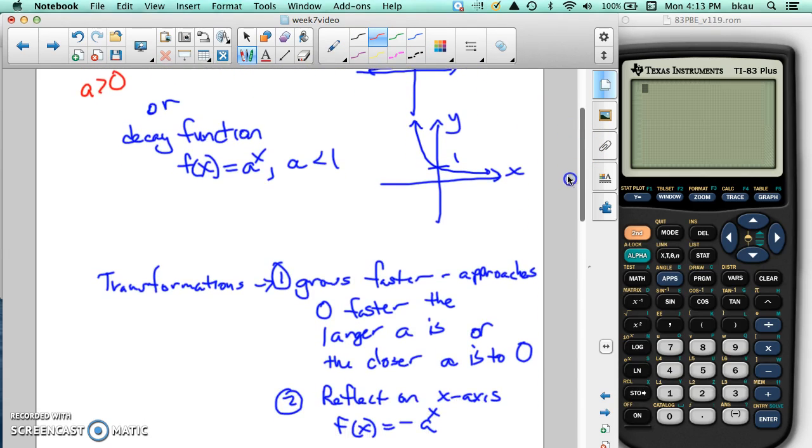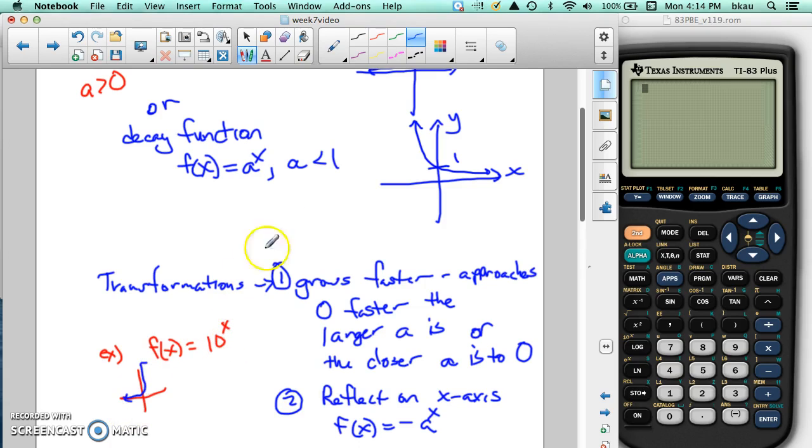So the first transformation makes it grow faster or approach 0 faster. That's when a is a big number or a very small number. An example of that would be if we had f of x equals 10 to the x power, that's going to grow really fast. So when you draw this graph, it's going to go up very quickly. It's going to be really close to the axis for quite some time, and then all of a sudden it's going to go through 1, and then it's going to shoot up quickly because it's by a factor of 10.